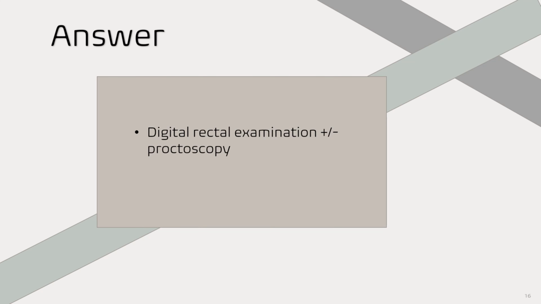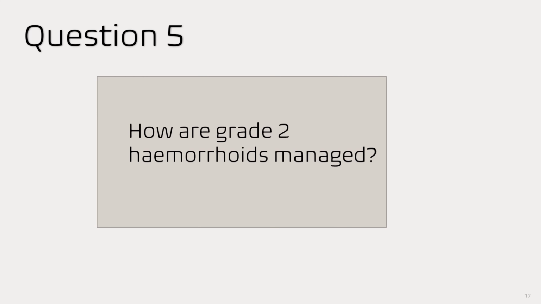Alright, let's have a look at the answer. So a digital rectal examination and a proctoscopy can be performed by the bedside to see if patients have hemorrhoids. Now, a digital rectal examination can identify hemorrhoids that are bulging beyond the anal canal. And for internal hemorrhoids, such as grade 1 hemorrhoids, only a proctoscopy can be used to identify them, as they cannot be seen by the naked eye. Alright, question number 5. How are grade 2 hemorrhoids managed?